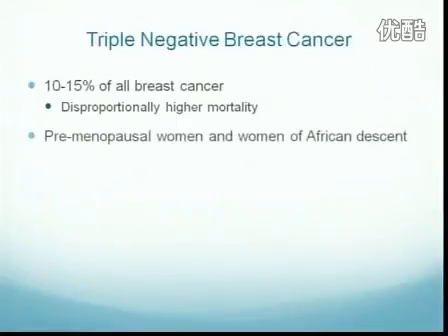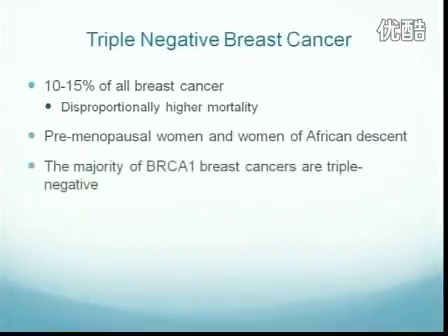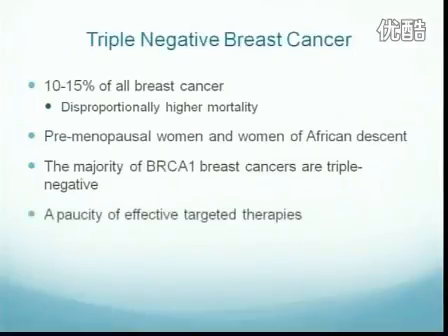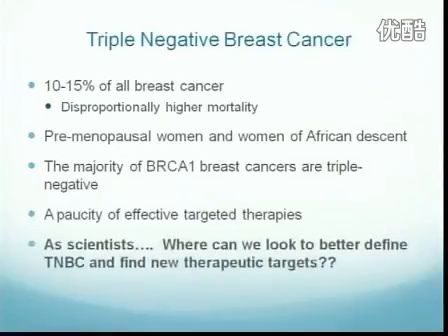It tends to affect more premenopausal women and women of African descent. Many of you may have heard of the BRCA1 gene, which is a hereditary cancer gene. When mutated, it predisposes women to a much higher risk of breast cancer. BRCA1 mutants tend to be triple negative when they get cancer. As I mentioned before, there's a paucity of effective targeted therapies. And as scientists, where can we look to better define this cancer and also to find new therapeutic targets?